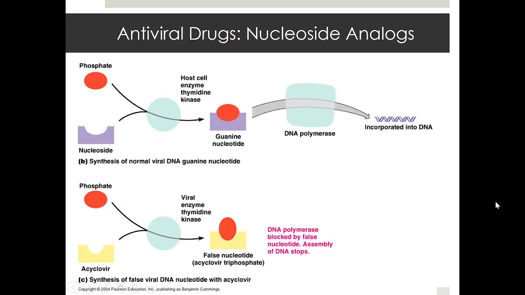You can see when we're looking at the synthesis of normal viral DNA guanine nucleotides, we've got the nucleoside with the phosphate that's going to come in to form the nucleotide. That can get incorporated into DNA without too much issue. When we administer the analog, though, we have phosphate that's going to get bonded to acyclovir, which is very similar to that nucleoside structure. And this is a false nucleotide that cannot be incorporated into DNA. As a result, the assembly of DNA is going to halt.